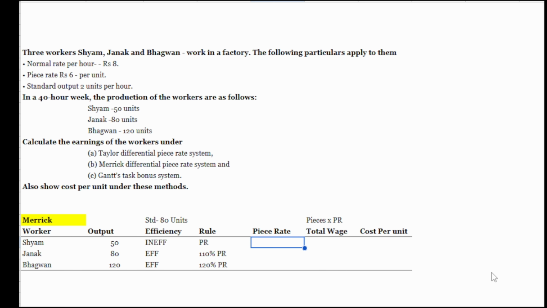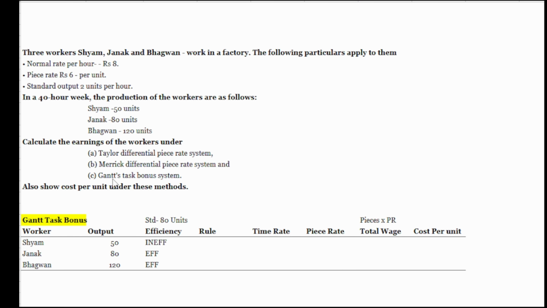So now you have to calculate the piece rate applicable. Sham will get 6, Janak will get 6.6 and Bhagwan will get 7.2. Total wage is calculated by multiplying number of pieces with the piece rate. So here you are getting different rates. Bhagwan is almost getting the same, but Janak and Sham are getting different wages.